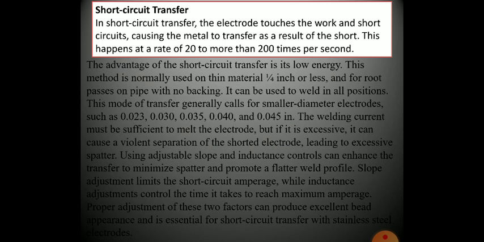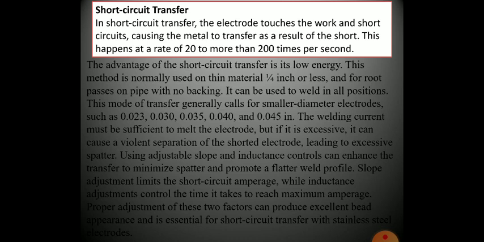So this is the basic short circuit transfer. In the short circuit transfer, the electrode touches the work and shorts the circuit. This is the very common process that we use to start generating the arc, and it causes the metal to transfer as a result of the short, and this happens at a rate of more than 200 times per second. That is how the short circuit transformation takes place. So what are the advantages? Let's see the details of this particular mode. What are the advantages of this short circuit transformation?